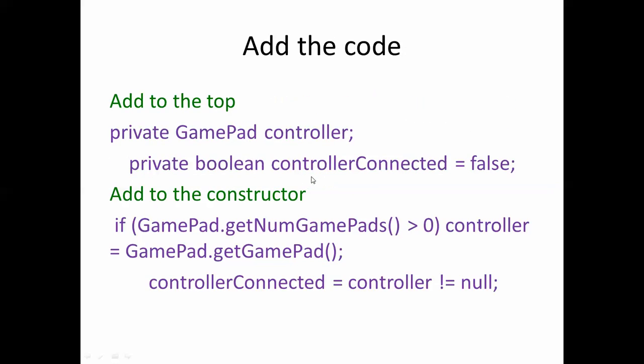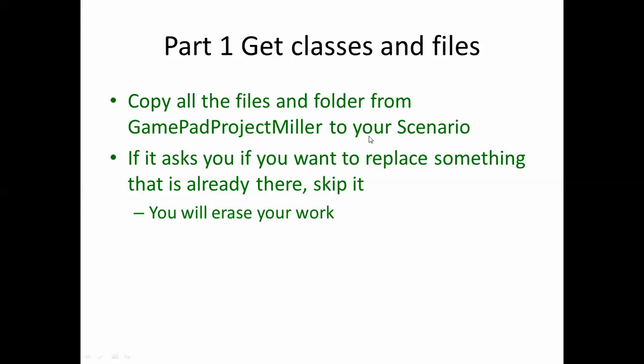Okay, the first thing we need to do is get the classes and files. So you're going to need to borrow a bunch of stuff that somebody's already done, and that is the beauty of object-oriented programming. You can do that. Alright, so it's called encapsulation, by the way, but we'll talk about that later. Alright, so here's what we're going to do.